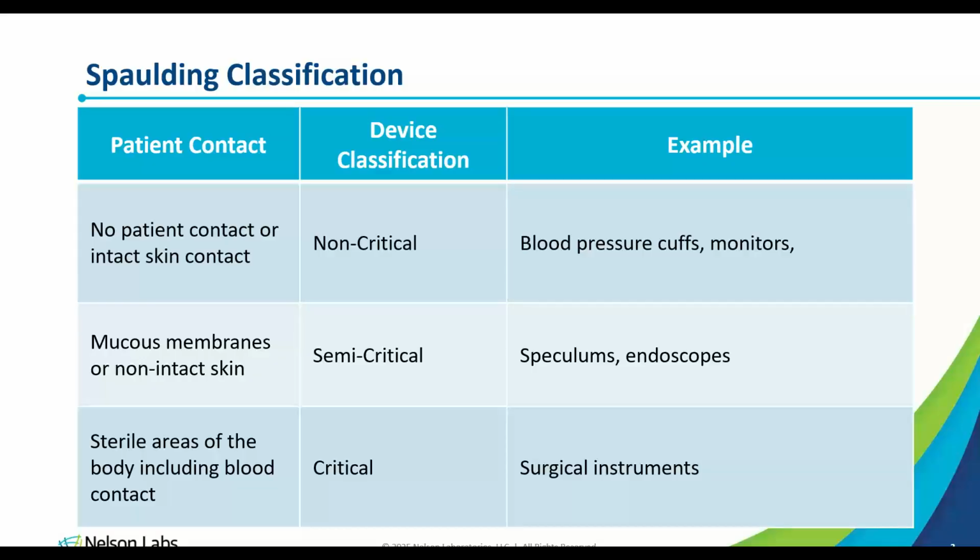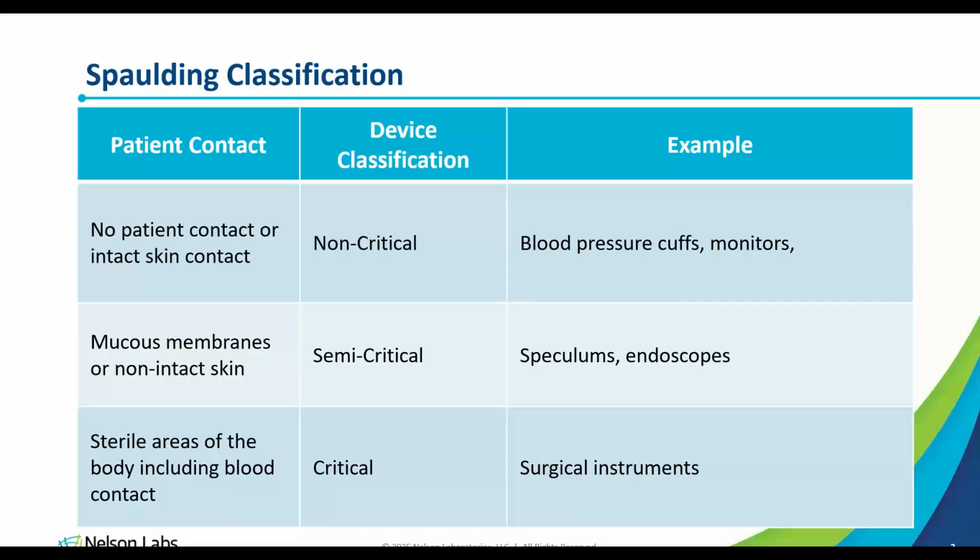The next classification are semi-critical devices. These are those that will contact mucous membranes or non-intact skin. So these are devices such as endoscopes and speculums, ones that are a bit more invasive than your non-critical devices, but they're not necessarily contacting sterile parts of the body. They are often a bit more complicated in terms of design, as well as use, than your non-critical devices, and they represent a higher risk than your non-critical devices. And as such, the reprocessing procedures are going to be a bit more complicated.